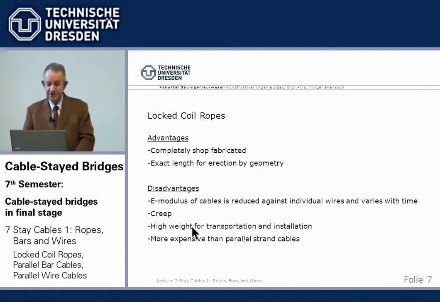The disadvantages: they have a reduced modulus of elasticity. They creep because of that spherical wires together. They become closer if you pull them. We'll see that in detail. Of course, shop fabricated, so the complete cable has to be put on reels, heavy. For large bridges, in the tens of tons, heavy transport. And now the killer argument today worldwide: they are more expensive on the open market than parallel strand cables.